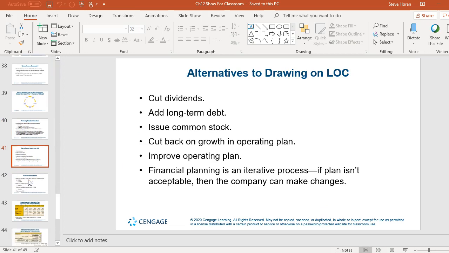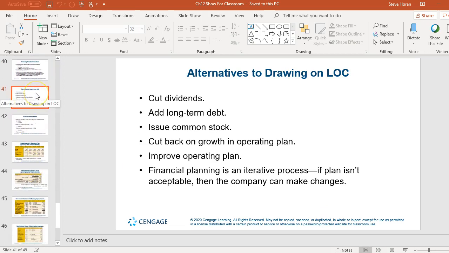Okay, and then obviously now if I don't want to draw on a line of credit, what else could I do? Well, if I reduce dividends, my need for a draw goes down, or I could issue long-term debt or issue common stock. I could decide to not grow as much, which would reduce my need for financing. I could improve my operations, which for this company should be a major goal, improve our operations, basically cut down our costs, I think would be a big one, and so on.